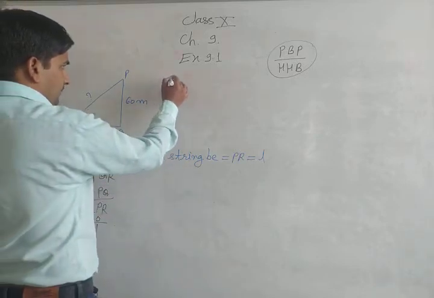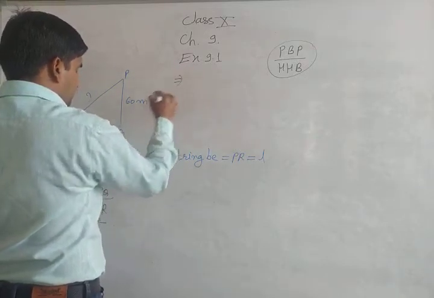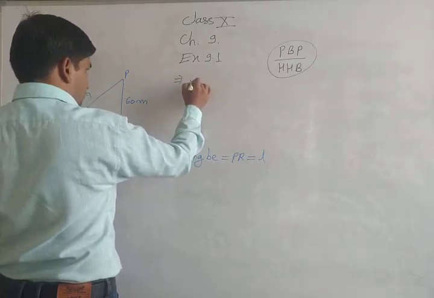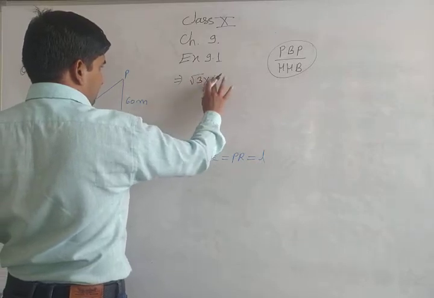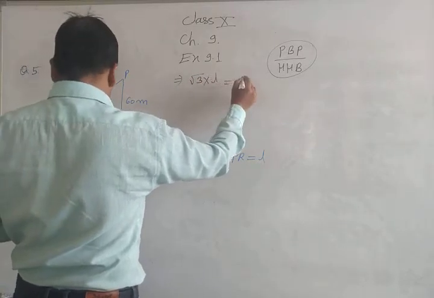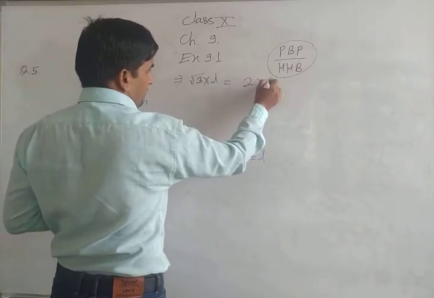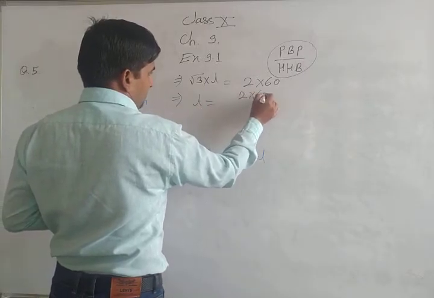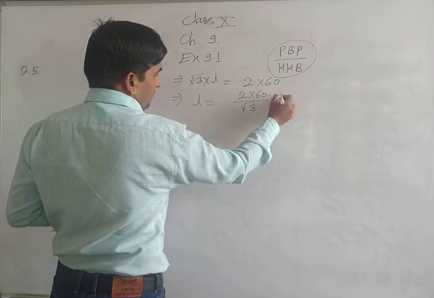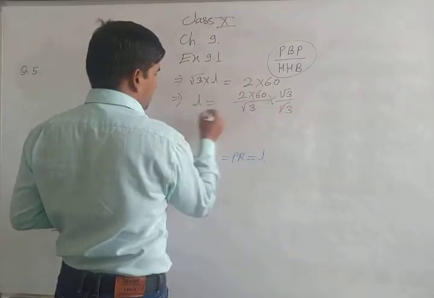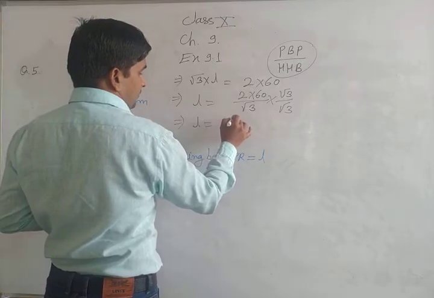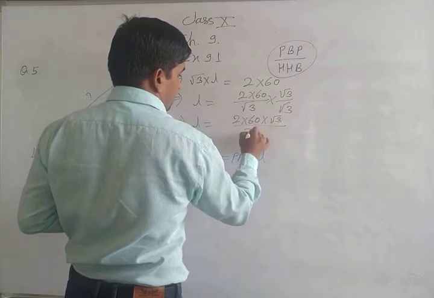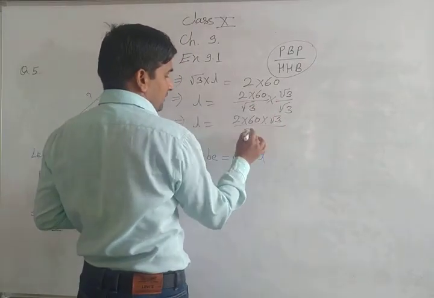Clear? Okay. This implies that when we solve, root 3 multiplied by L equals 2 multiplied by 60. So L equals 2 multiplied by 60 upon root 3. Multiply numerator and denominator by root 3. So L equals 2 multiplied by 60 multiplied by root 3 upon 3. Root 3 multiplied by root 3 equals 3.